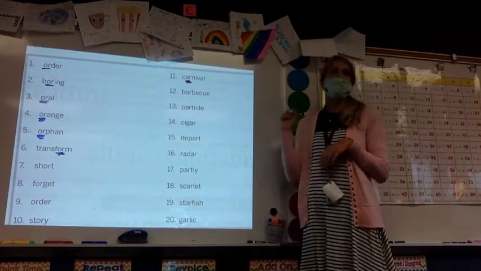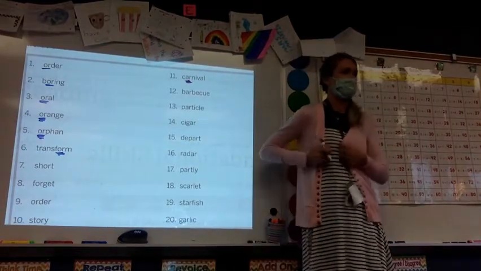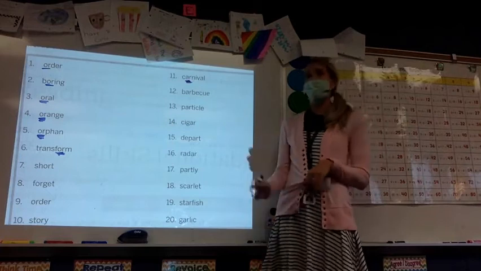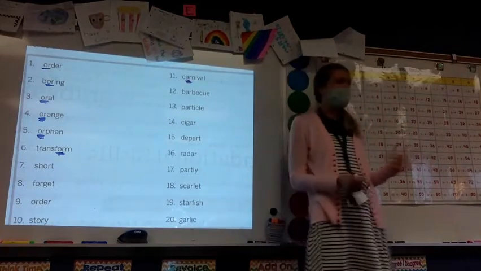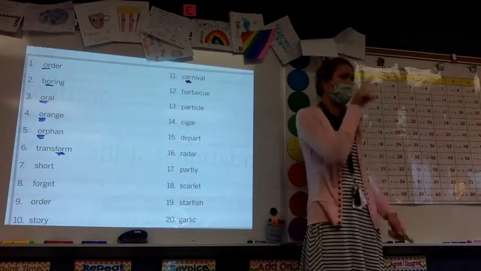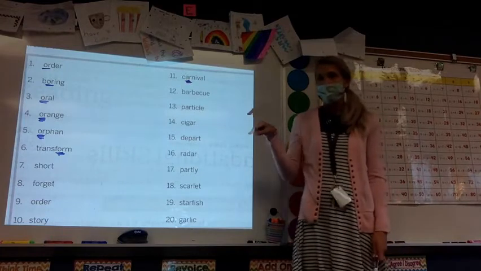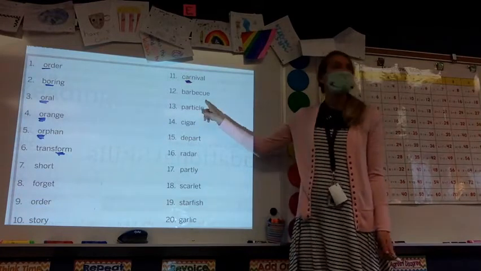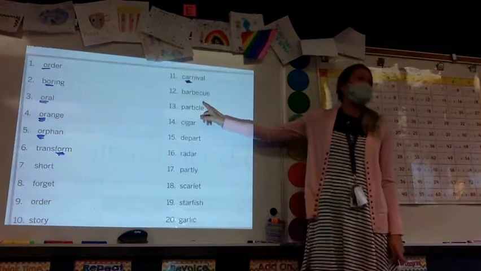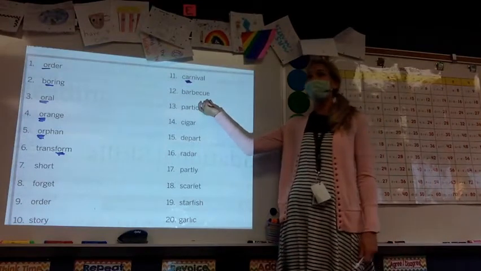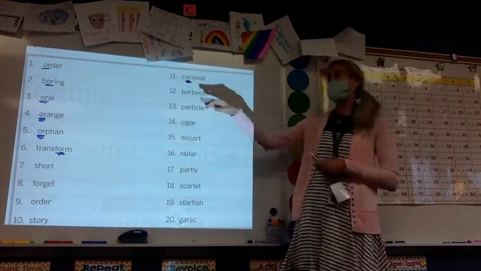Next up, we have barbecue. What's our word? Barbecue. Now, this is a funky word because I feel like when most students are writing the word barbecue, how many of you would just put B-B-Q? Right? This doesn't even have a Q in it. Q is actually spelled C-U-E. So just kind of funky to see.